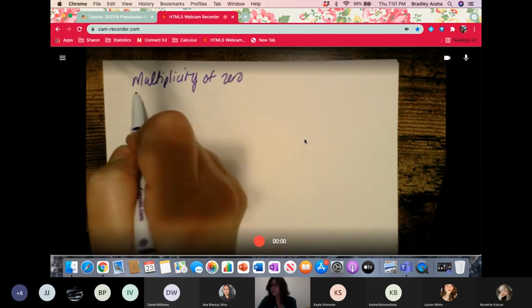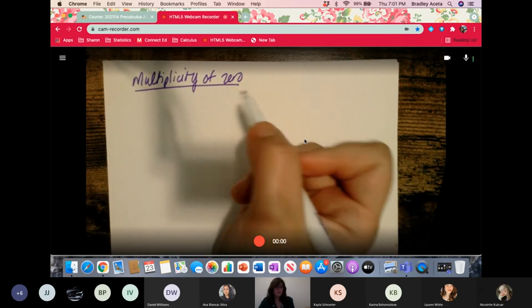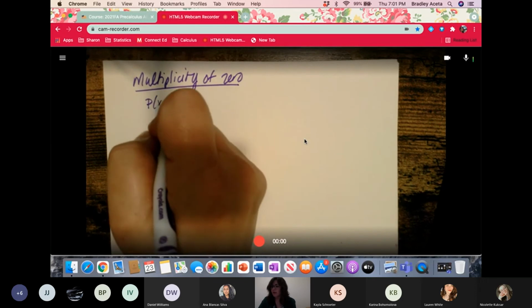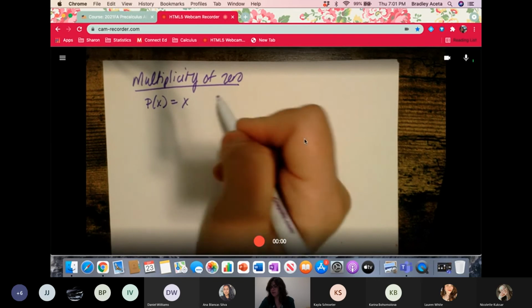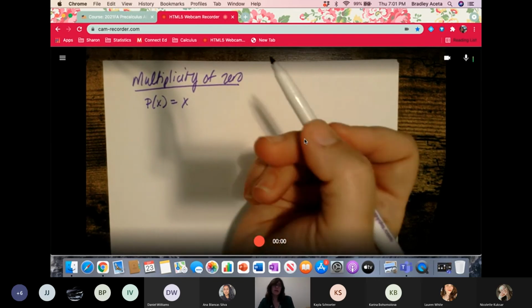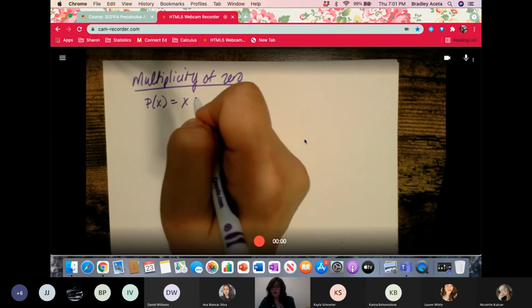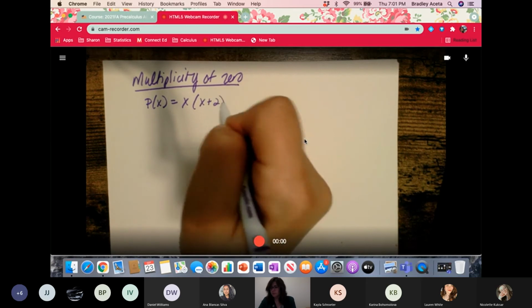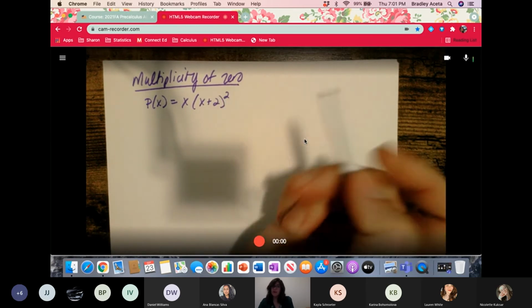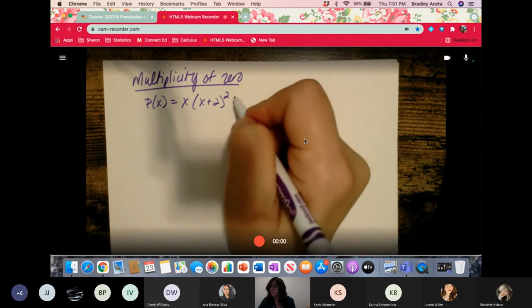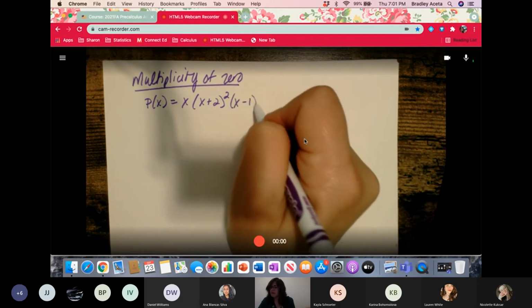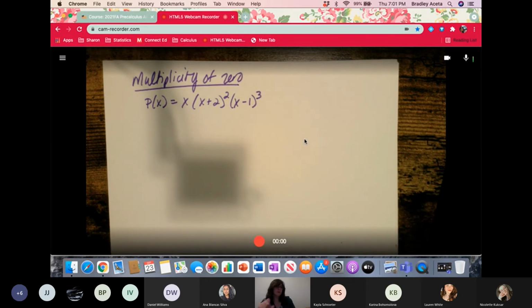This is kind of neat. So let's suppose I had this polynomial and I wrote it in its factored form. I had x, which is really x minus 0. I had x plus 2 squared, which means I have an x plus 2 and another x plus 2. I have a multiplicity there. And then I had an x minus 1, excuse me, cubed. x minus 1, x minus 1, x minus 1.